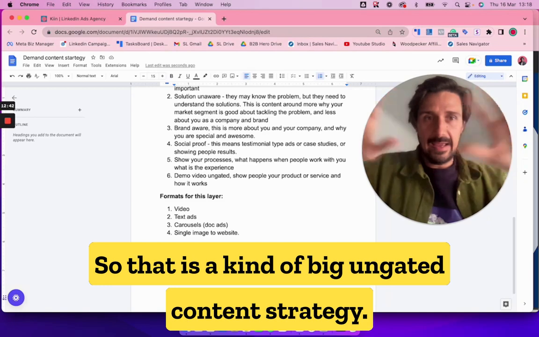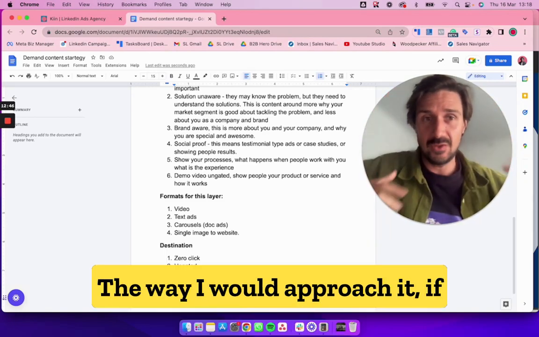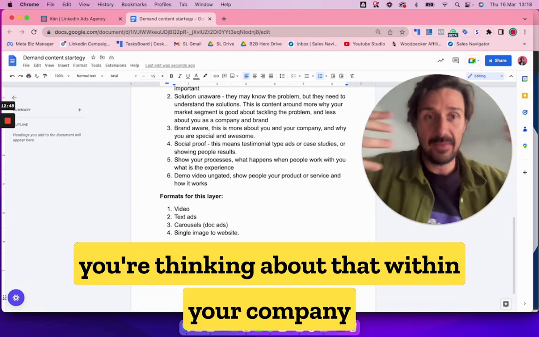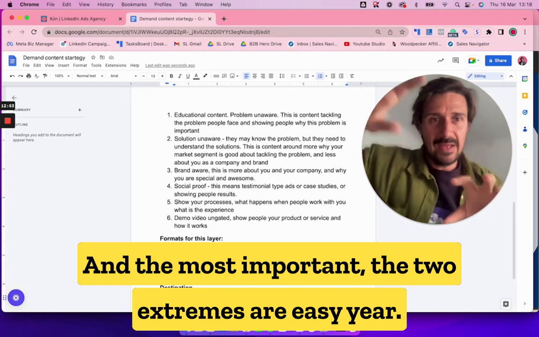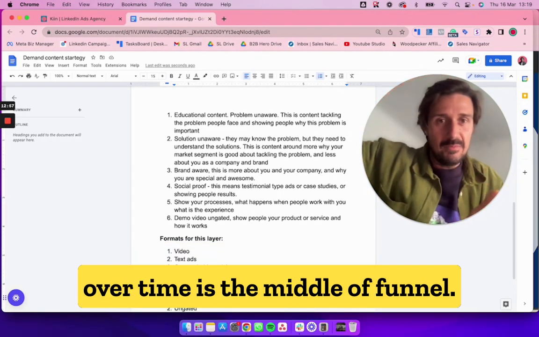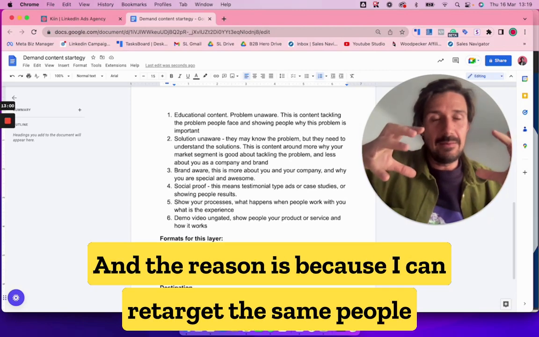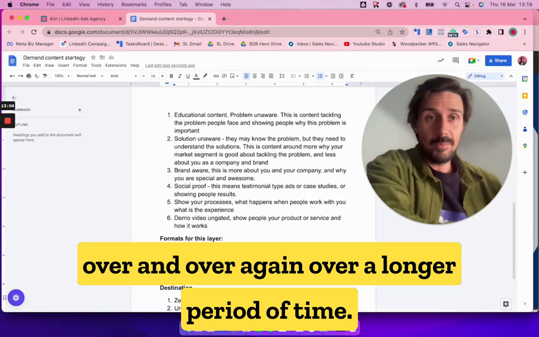So that is a kind of big ungated content strategy, the way I would approach it if you're thinking about that within your company. And the most important, the two extremes are easier, but the meat that we can build out over time is the middle of funnel. And the reason is because I can retarget the same people over and over again over a longer period of time.